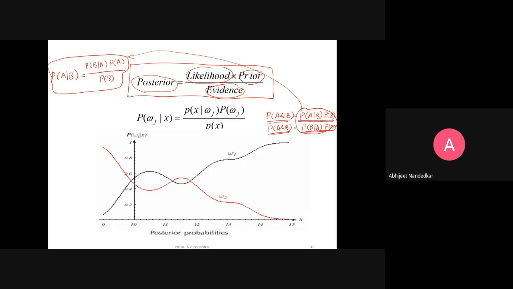Now here we just modify this simple equation into this form. So we call this the posterior, we call this the likelihood, we call this the prior, and we call this the evidence. The details you are going to see, but right now just try to remember this, that this is already known to you, and we are going to take help of all these formulae.